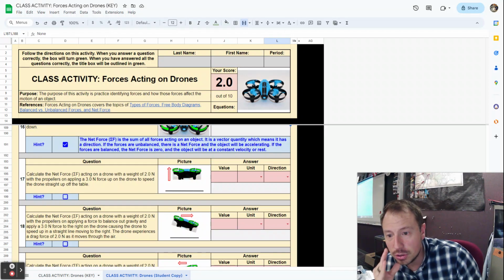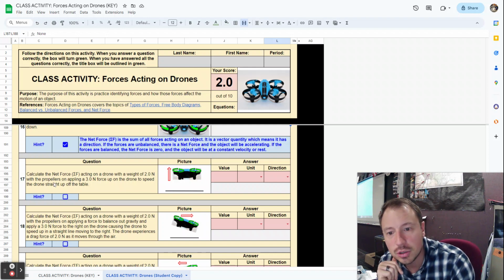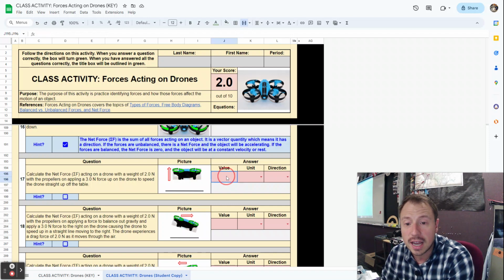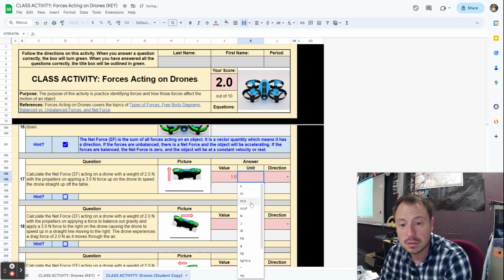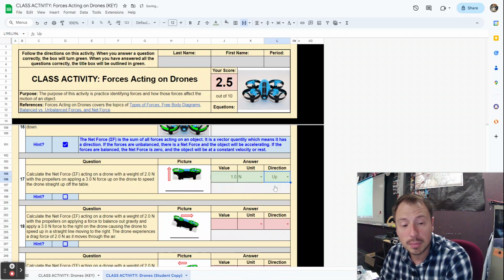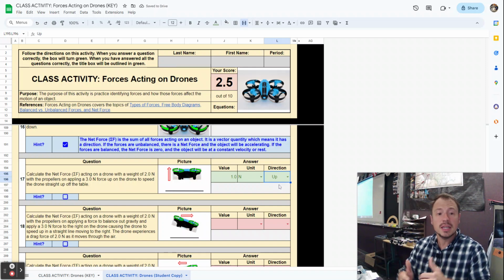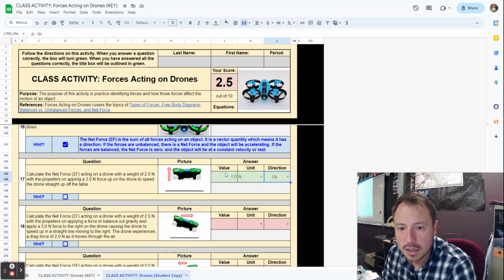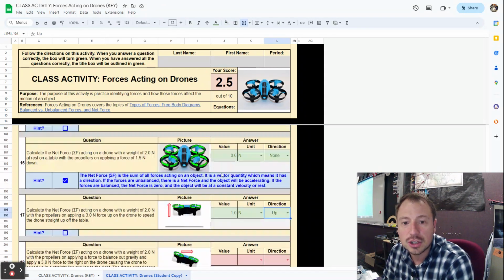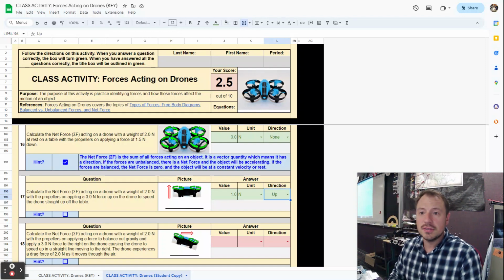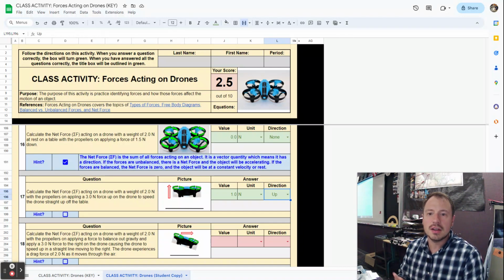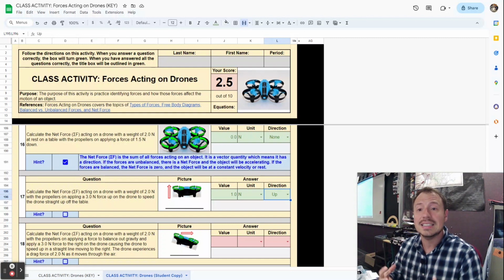So now I've got 2 newtons going down, 3 newtons up. So I know that it's going to be accelerating because it's speeding up. I am going to have a net force acting on this object. And if I do this, I know I'm going to have 1 newton of force, and the direction is going to be up, because it's accelerating, speeding up in the upward direction. So that is how you're going to do that for those different scenarios. Once again, this is just a class activity that's identifying forces, calculating the net force, and identifying free body diagrams, all acting on a drone.